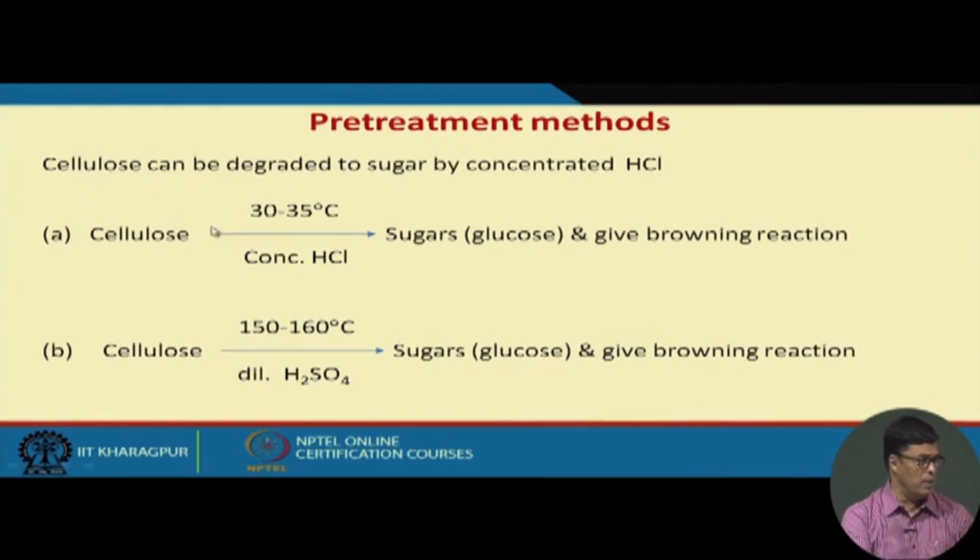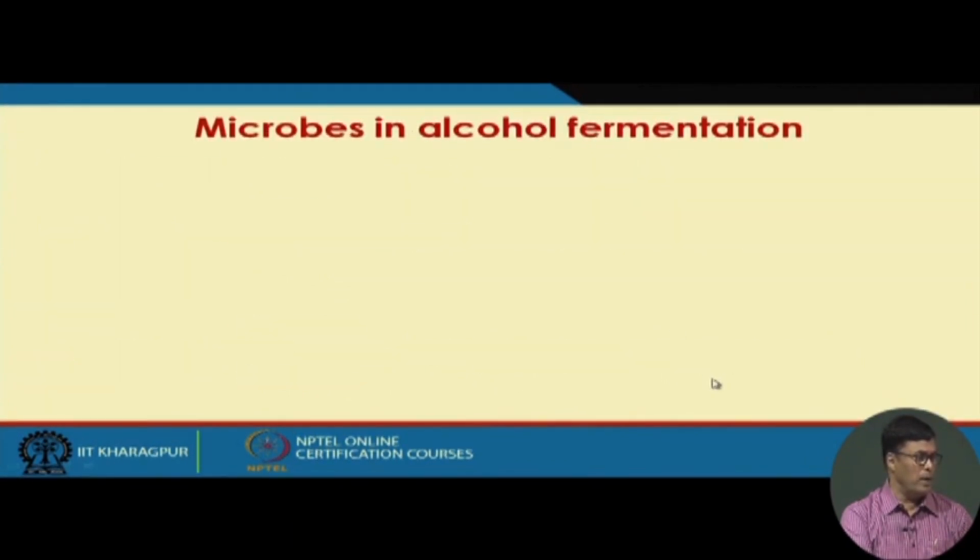Now in the case of cellulose, mostly it is hydrolyzed by acid, concentrated HCl or dilute H2SO4, to give the sugar. But in both cases we have the browning reactions. That is the major problem. Also, as I told you, enzymatically we can convert the cellulose into glucose. In that case, we have to use the cellulase enzymes.